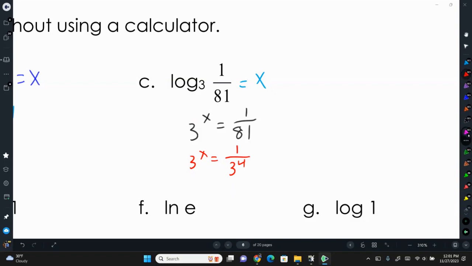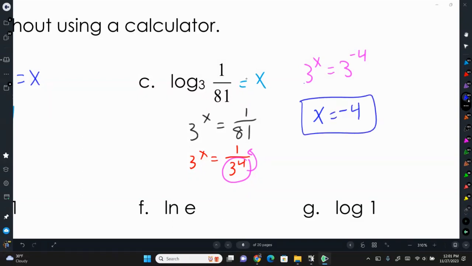So we want to bring that exponent up into the numerator. So 3 to the x equals 3 to the negative 4th, because I'm taking this and bringing it upstairs. Well, now that my bases are the same, that means my exponents are the same as well. So x equals negative 4.